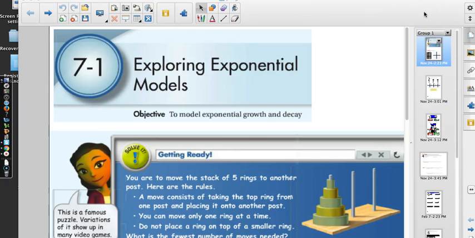Objective for 7-1 was model exponential growth and decay. So technically, we haven't even gotten to the objective yet because we haven't done the word problem. And that's what they mean by model. But we're getting there. We're getting really close.